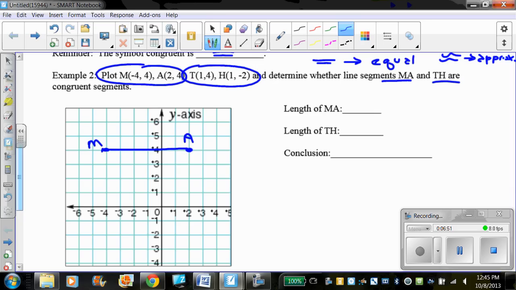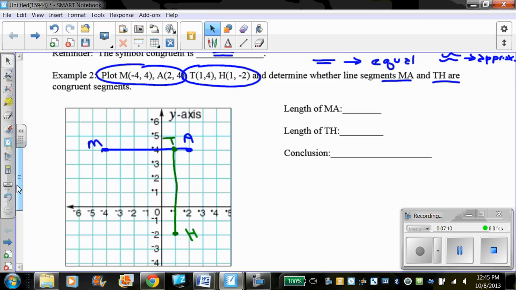Then we have 1, 4, and I'm going to do this in a different color. 1, 4, 1, 1, 2, 3, 4 is right here. This point is T, and 1, -2 is H. And when you connect them, this is what you get. So let's count or find the length, because really what we're trying to do is find out if they're congruent, and if they're congruent, that means they have the same length.